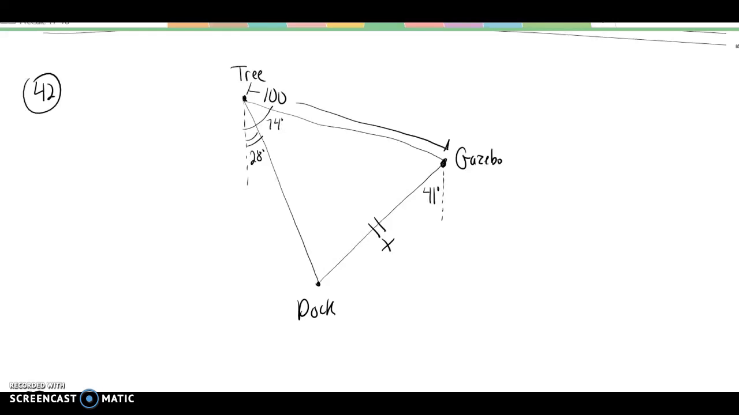This is pre-calculus section 6.1 homework. First of all, problem number 42. Here's the drawing, and we're trying to find the length of x, the distance from the gazebo to the dock.